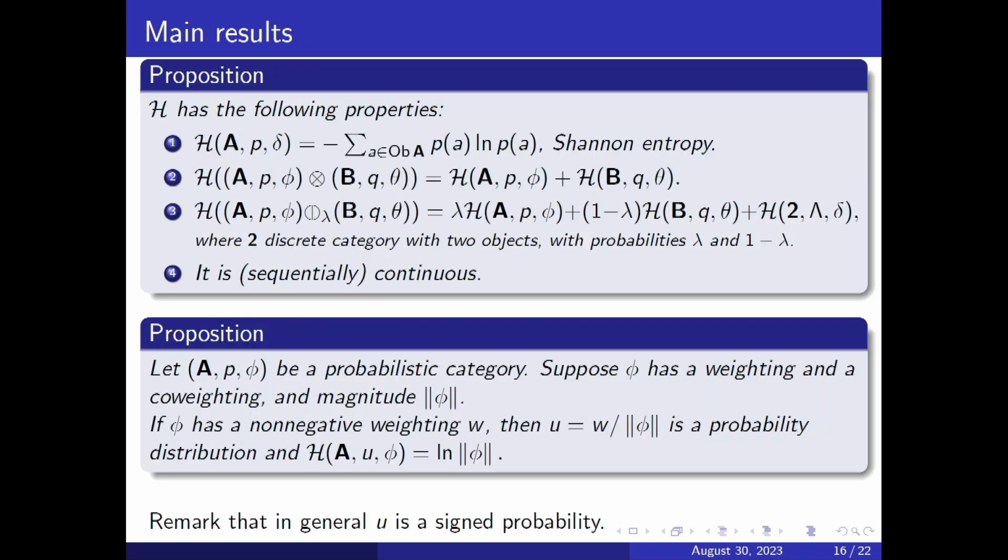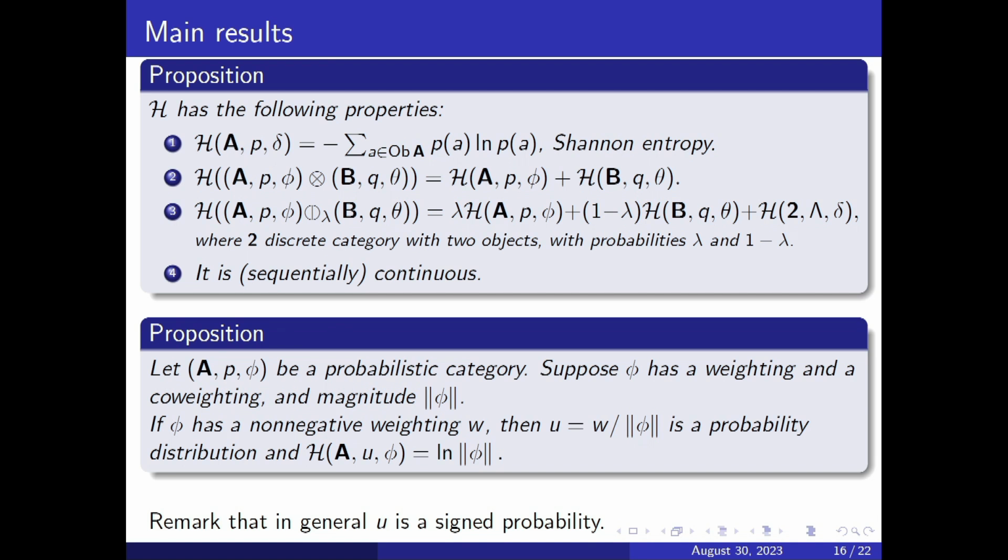And the proposition, gathering many propositions in the text, is that this H has the following properties. If you consider H of a category with a certain probability, but you take the transition kernel, this function phi, to be the Kronecker delta, then you'll recover the Shannon entropy. In particular, for discrete categories, the only transition kernel allowed is delta. So for discrete categories, you'll have Shannon entropy.